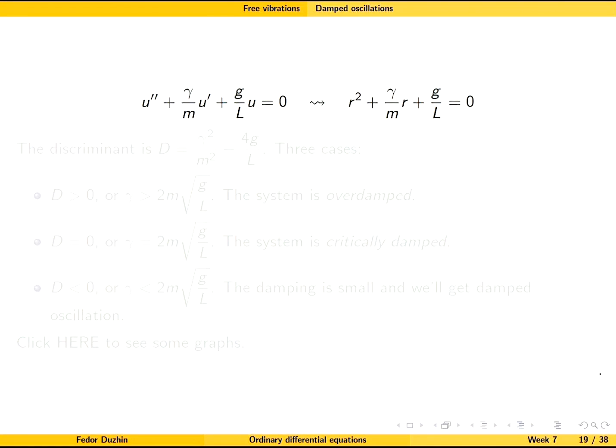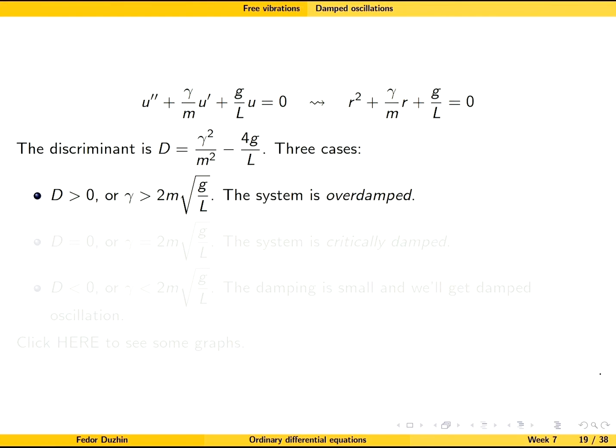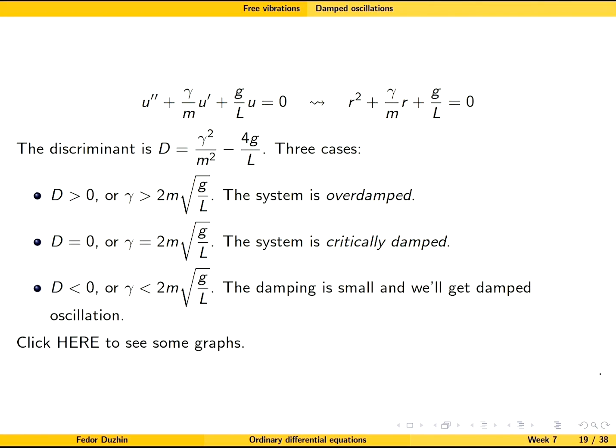Okay, now there are going to be three essentially different cases here. The first case, positive discriminant, so then we are going to have real solutions, and this case is called overdamping. When the discriminant is 0, this case is called critical damping. And when the discriminant is negative, then this is called oscillations, damped oscillations.